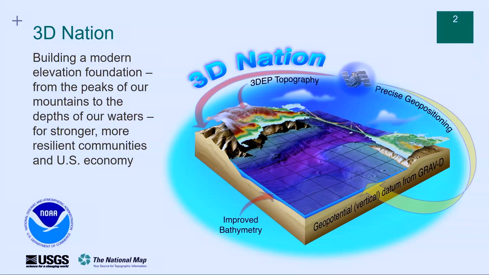Before I get right into the 3D national topographic model vision, I wanted to take a step back. Kevin mentioned this overarching concept of a 3D nation, which, our tagline is building a modern elevation foundation from the peaks of our mountains to the depths of our waters. Really the idea there is we want to get elevation measurements for every square meter of this country above and below the water surface.